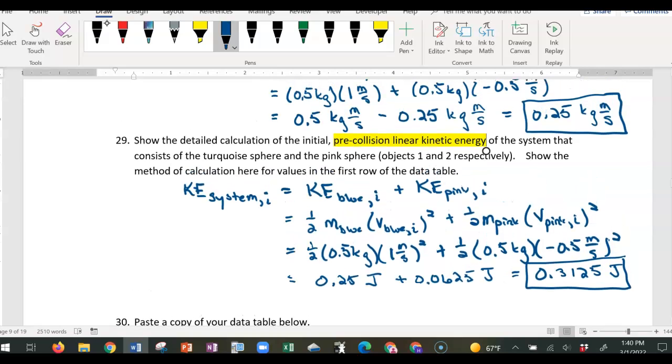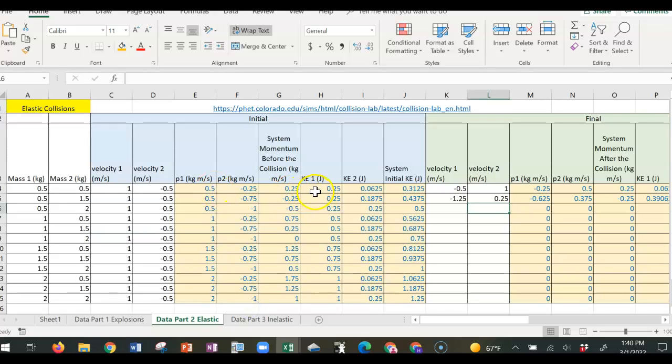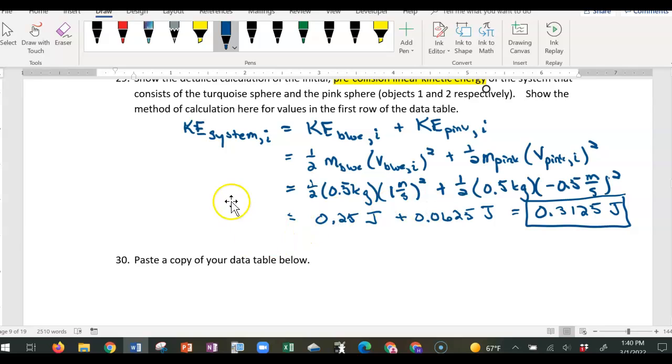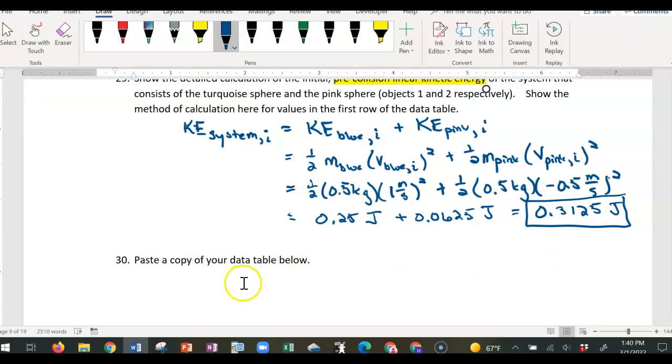Let me just go look at the table to confirm that it also found a system momentum of 0.25 and a system kinetic energy of 0.3125 before the collision, and it did. There's the momentum of the system before the collision, 0.25. And there's the initial kinetic energy before the collision of 0.3125. Okay, so I'm going to let you go and fill in all of the values in this table, and then you will paste it here at step 30.